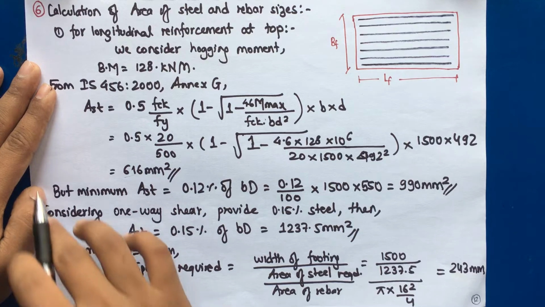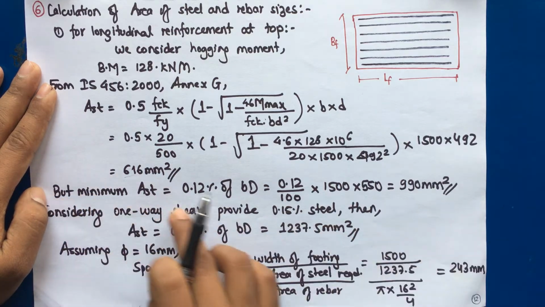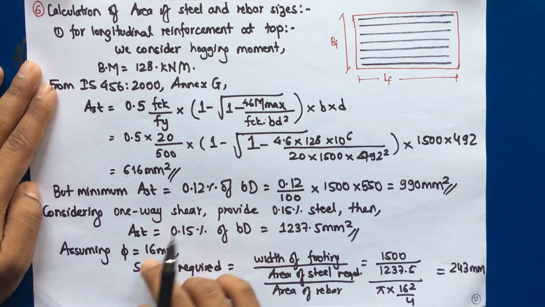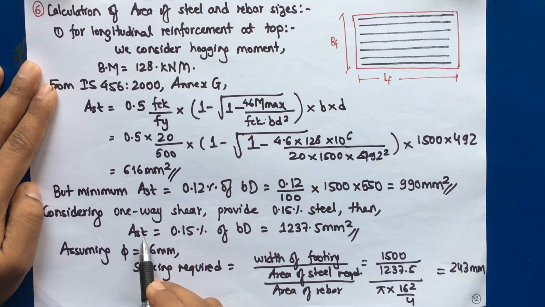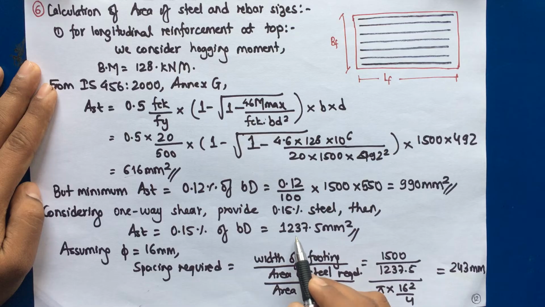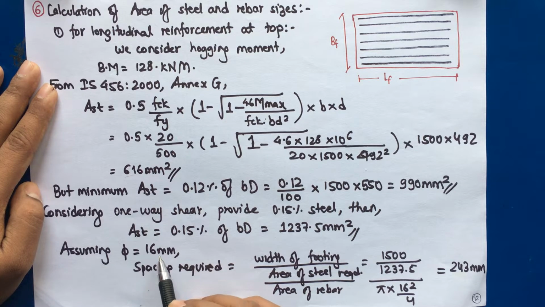But if we are doing it with respect to one-way shear consideration, then we have to make sure that we are taking this value, that is 0.15%, because we computed the depth considering 0.15% steel. So 0.15% of bD comes as 1237.5 mm². Assuming 516 mm as we have already done while calculating the effective depth. So that was the pre-assumption. Now we are assuming this value in the final stage.